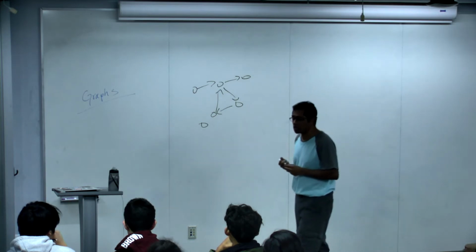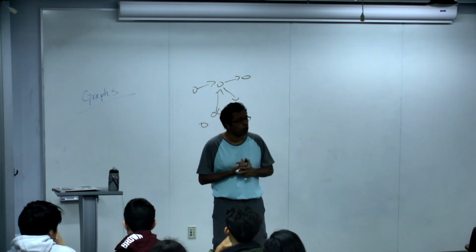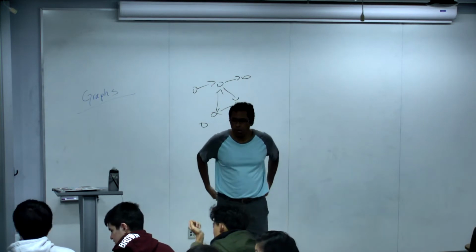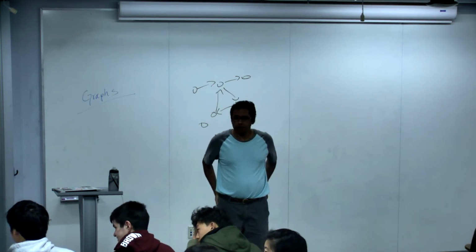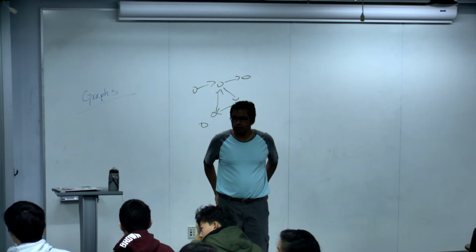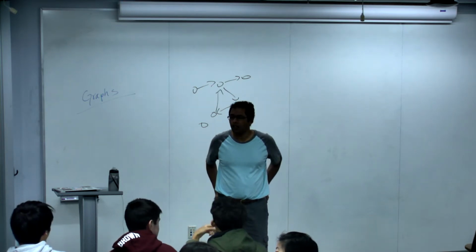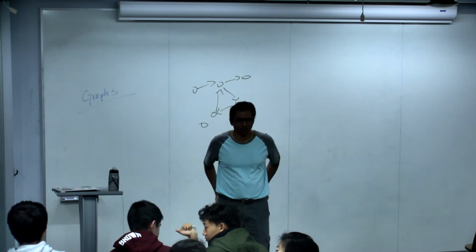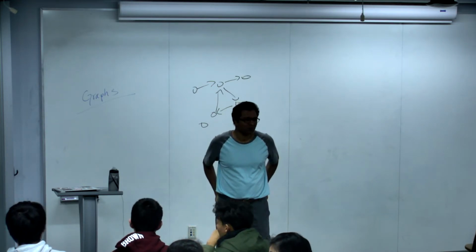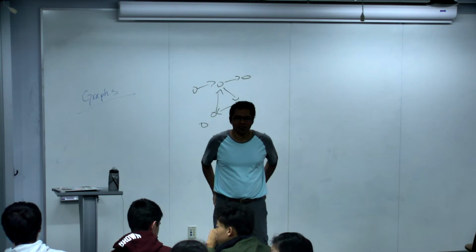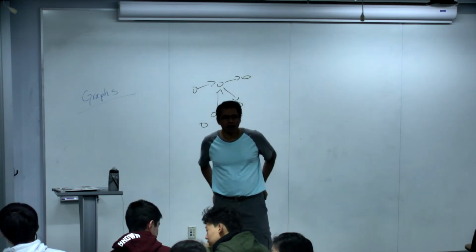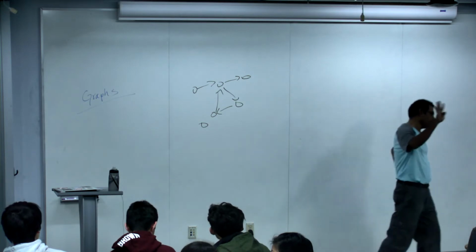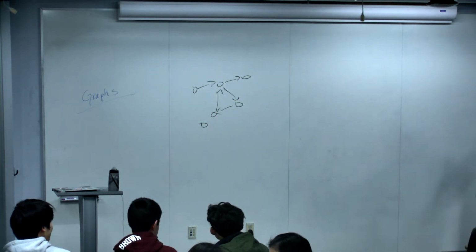Talk to your neighbors and come back with at least one example. Go, go, go. Content of the node of a graph is the question. Okay, 5, 4, 3, 2, 1.